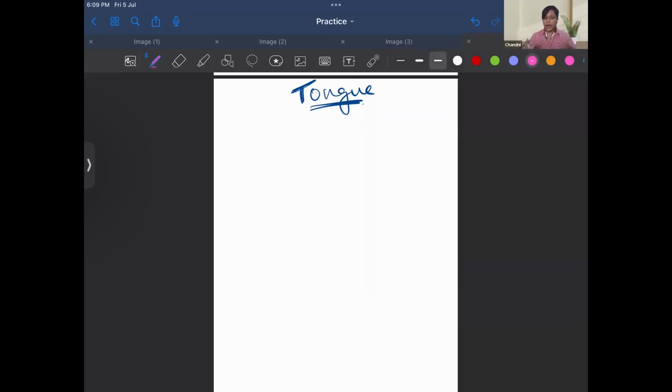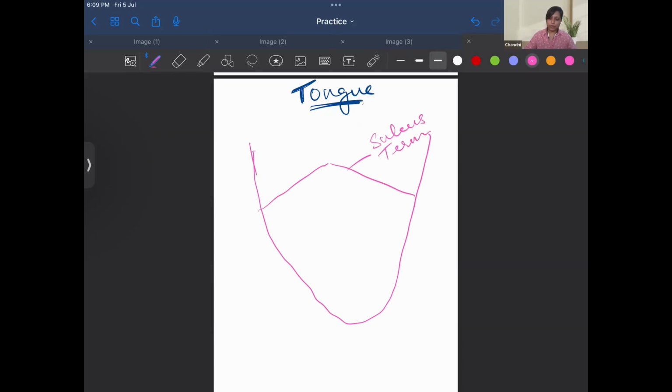Okay, so before we start with the histology of the tongue, this is the tongue, right? Now, you already know basic gross things, that this is the sulcus terminalis, or the terminal sulcus, which basically divides the tongue into a posterior one-third and an anterior two-thirds. Okay. Now we know that.